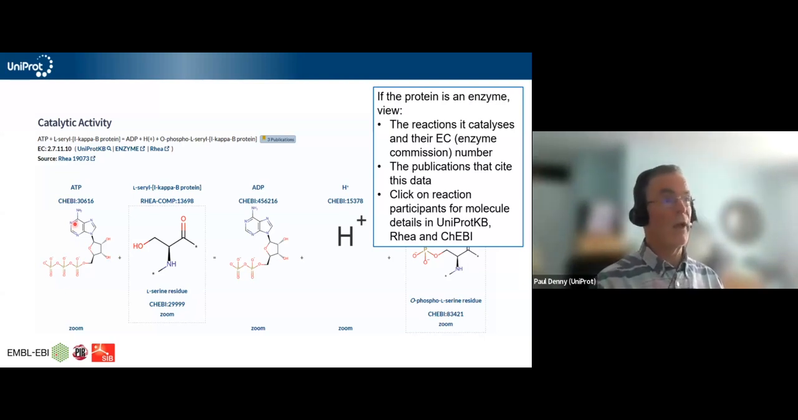uses ATP to phosphorylate other proteins, and then as a result, it produces these products, ADP and hydrogen ions. There will be links to the EC, the enzyme commission number, and will also indicate where this data comes from. So in this case, there are 3 publications which support this assertion.